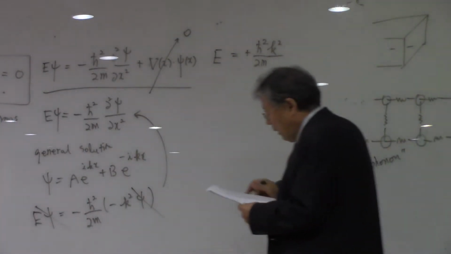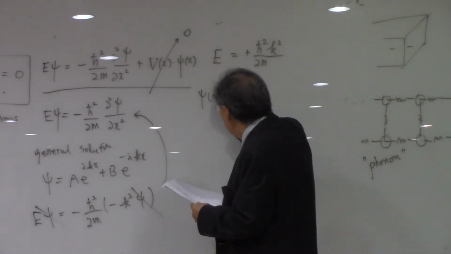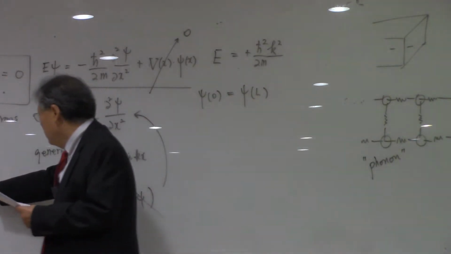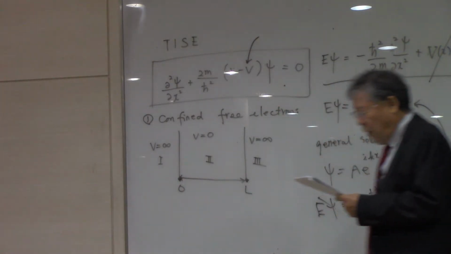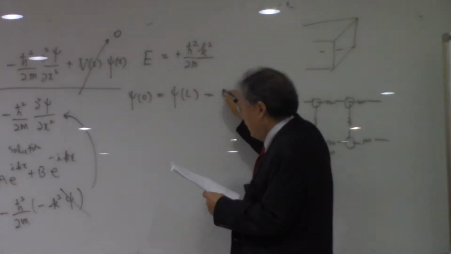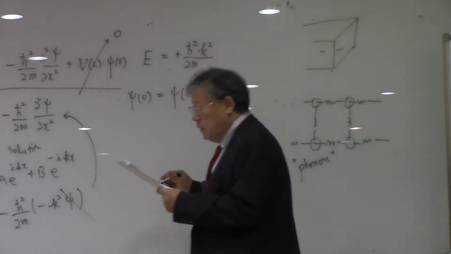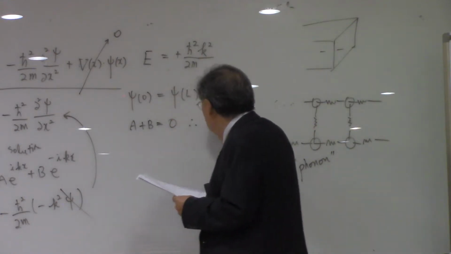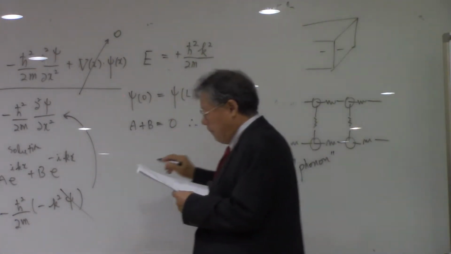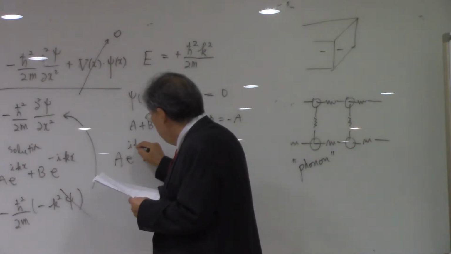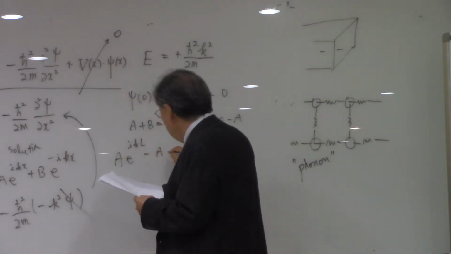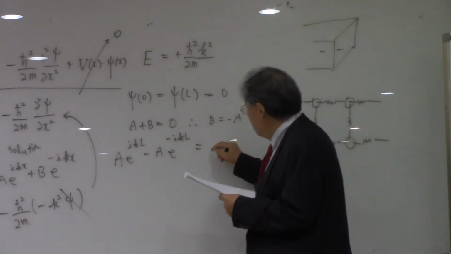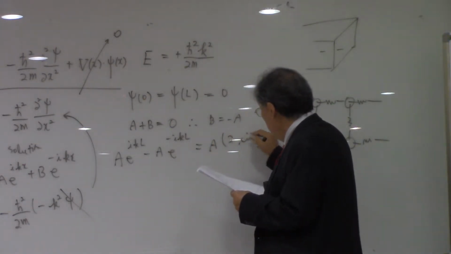Okay? And you put the boundary conditions at the edge of the box here. The wave equation is not going to be defined at the edge because it's inside the box. So a plus b is equal to 0, which means b should be minus a, and a e to the i kL minus a e to the minus i kL. By the Euler theorem, it is nothing but 2 sine kL.